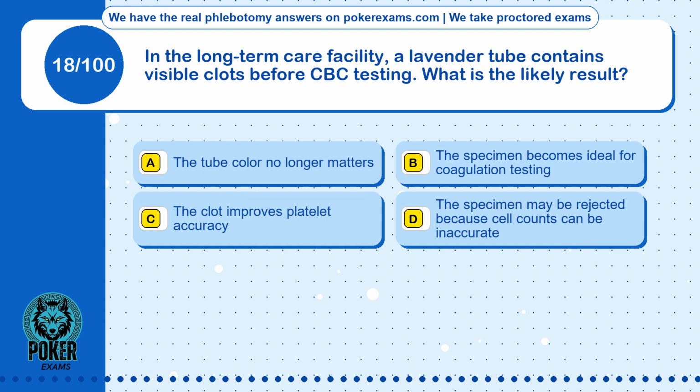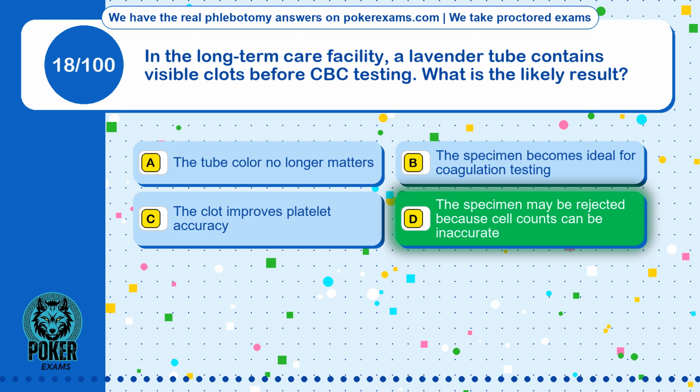Question 18. In the long-term care facility, a lavender tube contains visible clots before CBC testing. What is the likely result? Option A. The tube color no longer matters. Option B. The specimen becomes ideal for coagulation testing. Option C. The clot improves platelet accuracy. Option D. The specimen may be rejected because cell counts can be inaccurate.